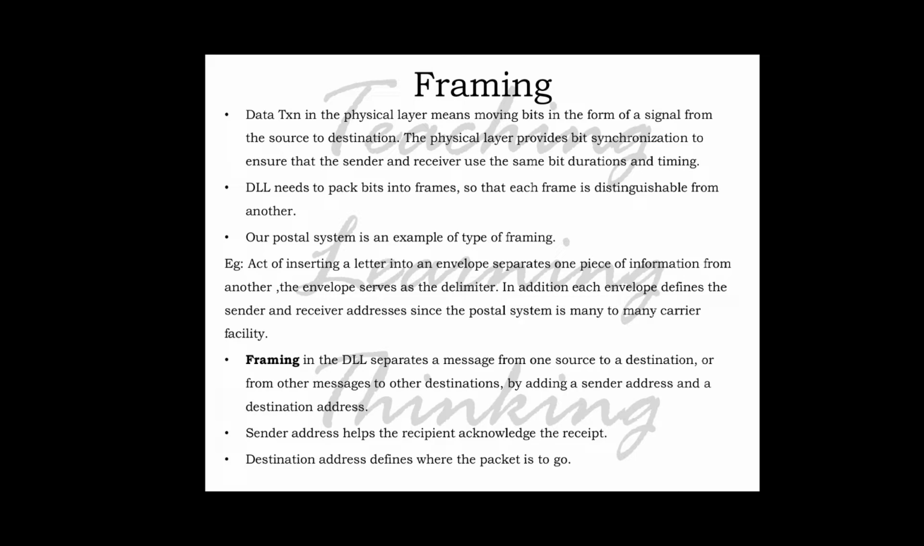Data transmission in the physical layer means moving bits in the form of signals from source to destination, and the physical layer provides synchronization to ensure that the sender and receiver use the same bit duration and timing. That is the main part of what we do in the physical layer. The DLL needs to pack bits into frames so that each frame is distinguishable from another.